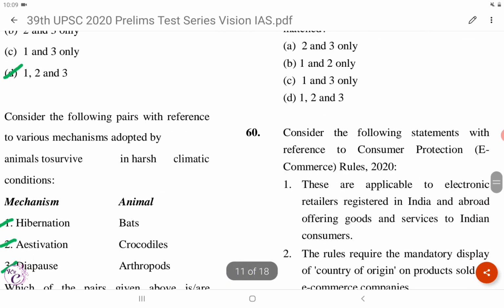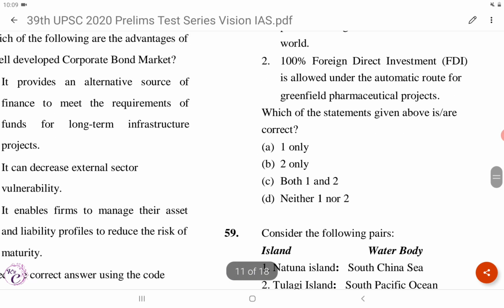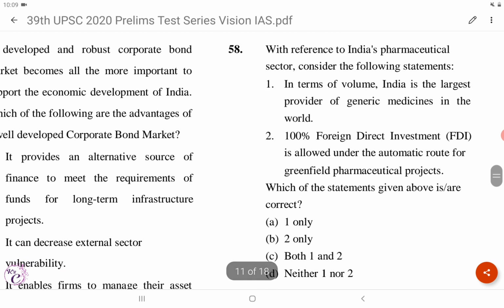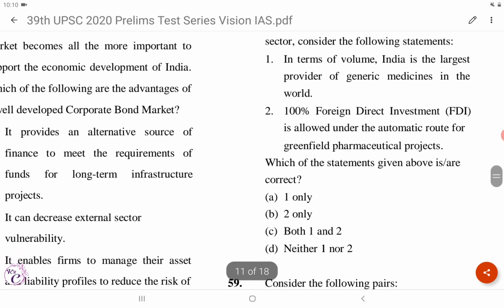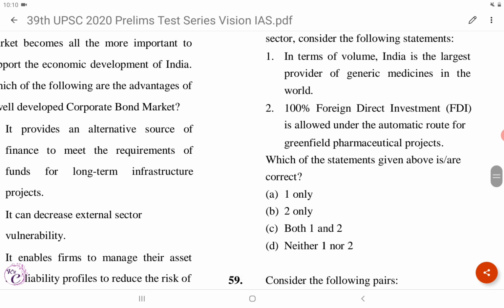Now let's come to question number 58. With reference to India's pharmaceutical sector, consider the following statements. Number 1. In terms of volume, India is the largest provider of generic medicines in the world. Number 2. 100% Foreign Direct Investment, that is FDI, is allowed under the automatic route for greenfield pharmaceutical projects. Which of the statements given above is or are correct?